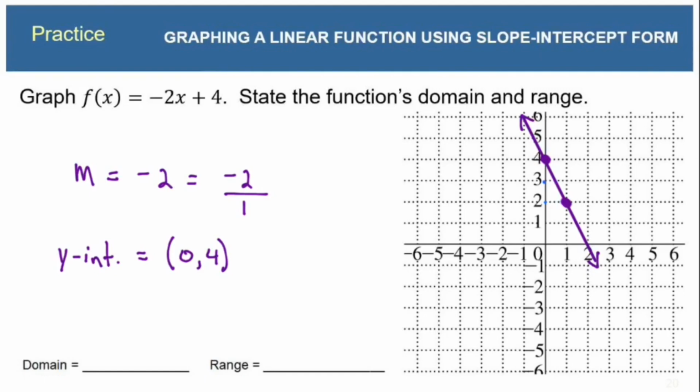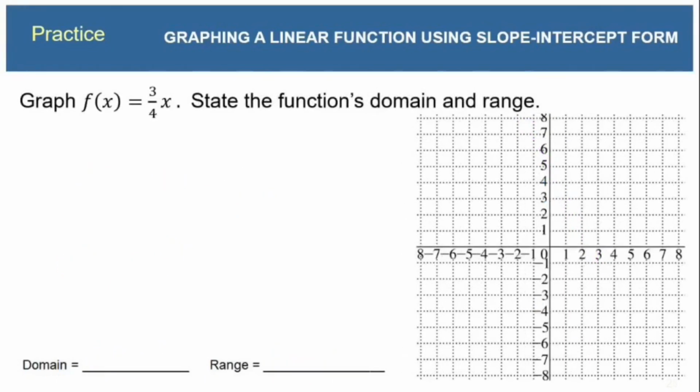And again, you can see why every time you have a line that's not a horizontal or vertical line, the domain is always going to be -infinity to +infinity because the line extends forever to the left and forever to the right. And the range is always going to be -infinity to +infinity because the line extends forever downward and forever upward. Okay, here's one that does not have a constant term.